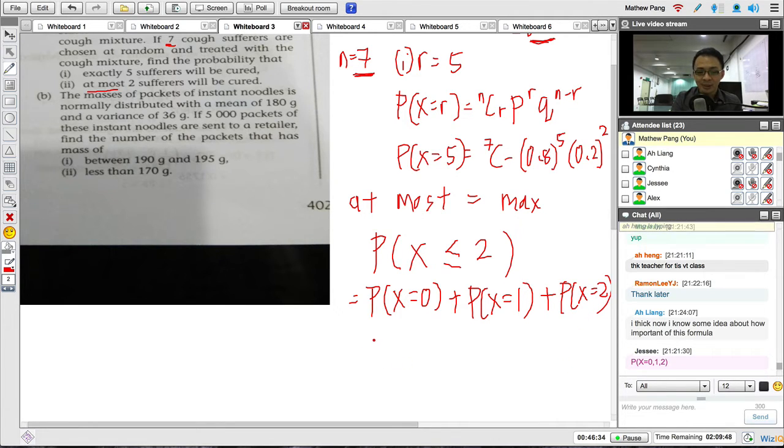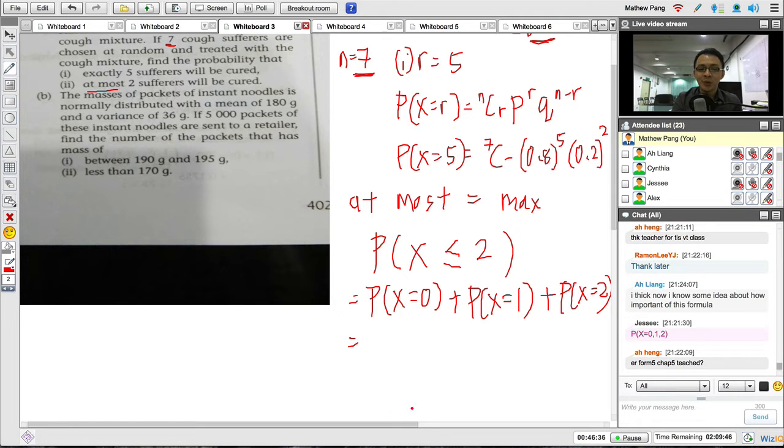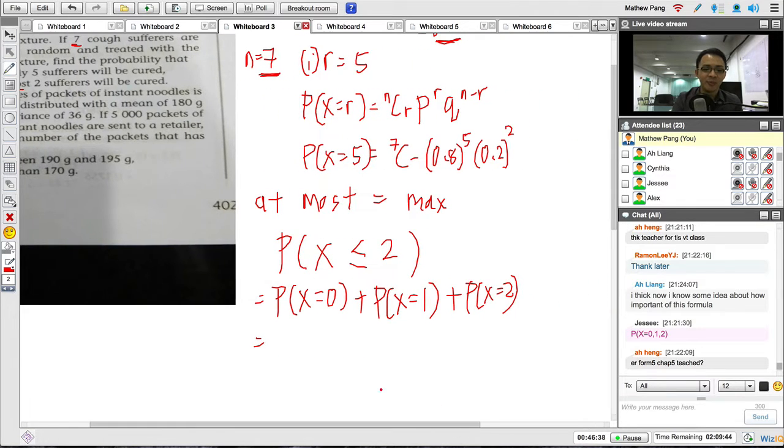Okay. Then what we will do next is we just apply the formula for everything. This one is simple because we know n will never change. Just the r is changed. p, q, and n will never change, so they still remain the same. Now n equals 7, p equals 0.8, and q equals 0.2. All these never change, just changing the r. Alright, so you just apply the formula.